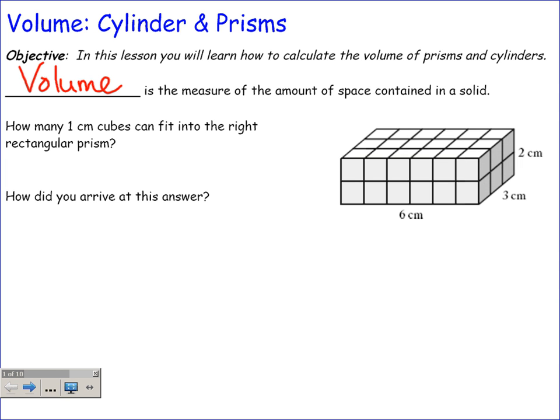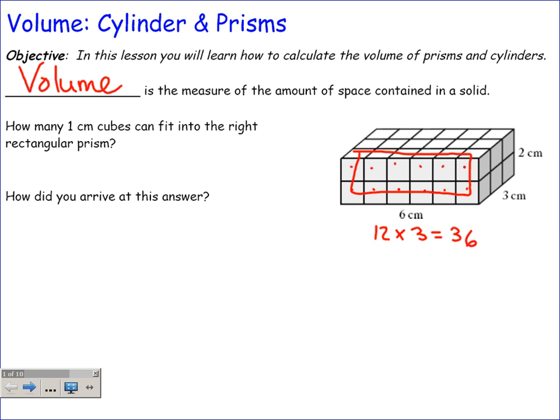Okay, here's what you might do. You might count, well, there's 1, 2, 3, 4, 5, 6, 7, 8, 9, 10, 11, 12. There's 12 in this layer right here. And how many of those go back? There's 3 of those layers. So you can say 12 times 3, 36. Anybody do this in a different way?